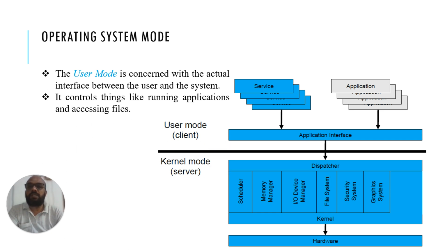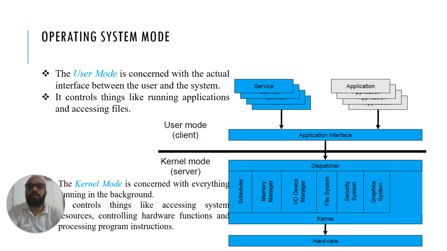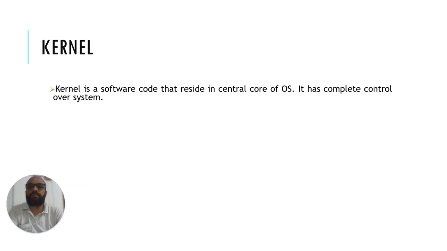The kernel will interact with the hardware. The user mode is concerned with the actual interface between user and system. It controls things like running applications. Kernel mode is concerned with everything running in the background, so it controls the hardware. System calls are used to change mode from user mode to kernel mode.